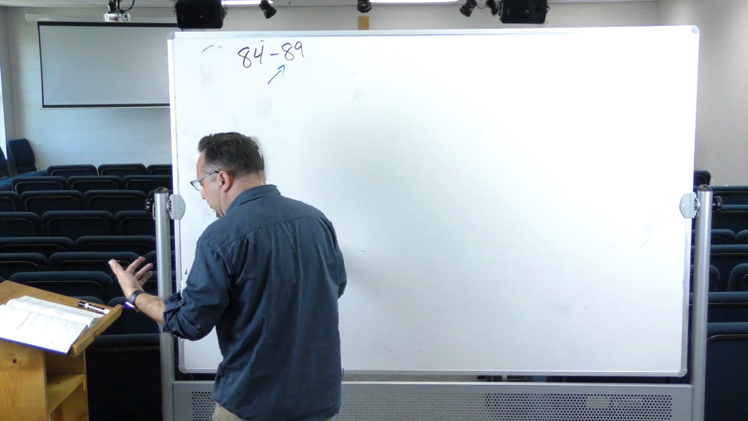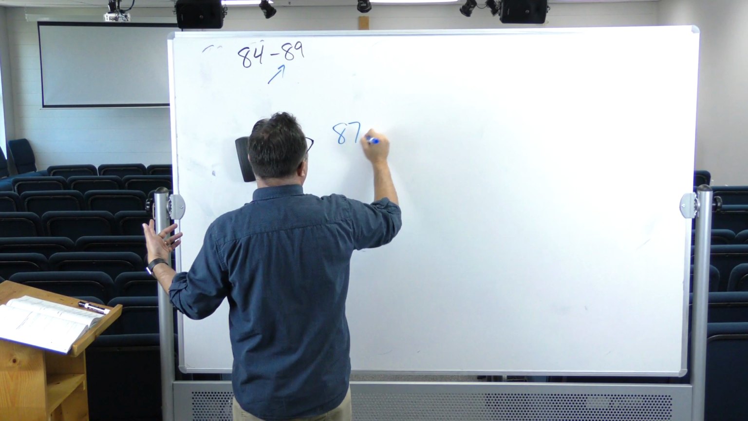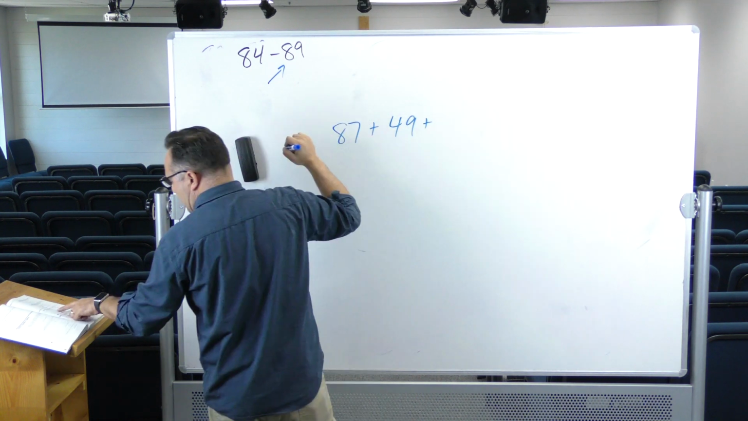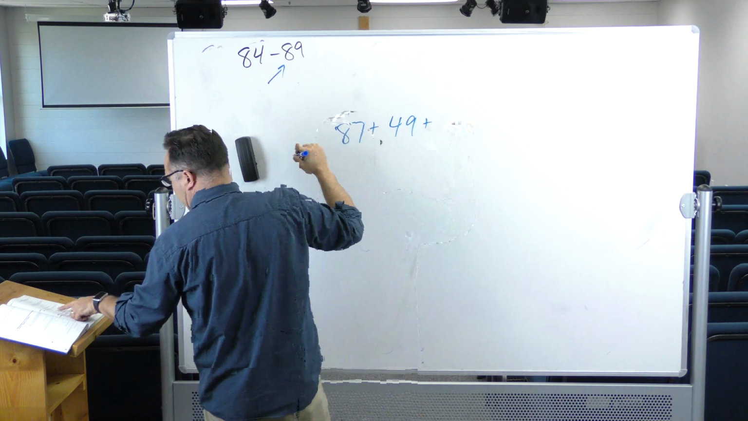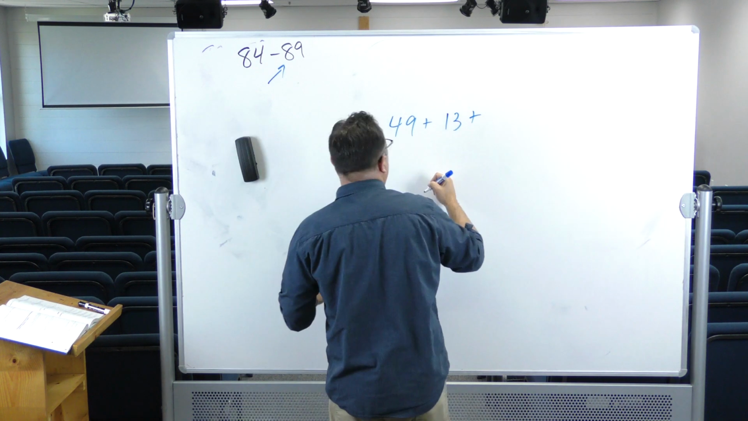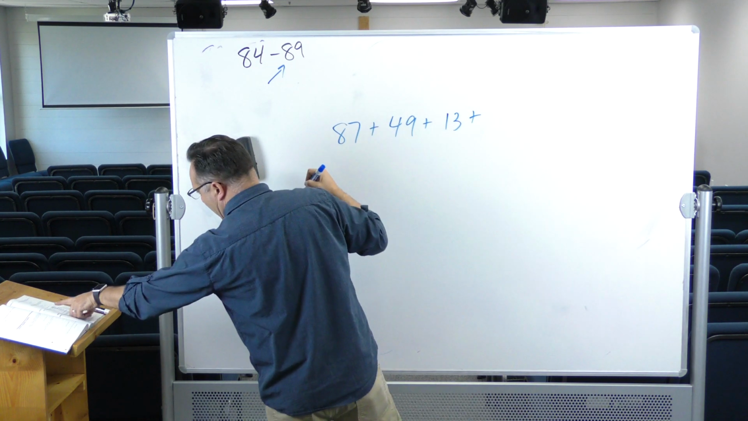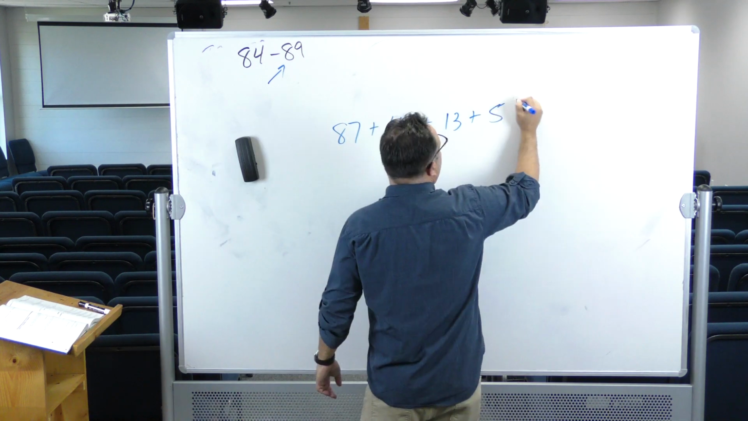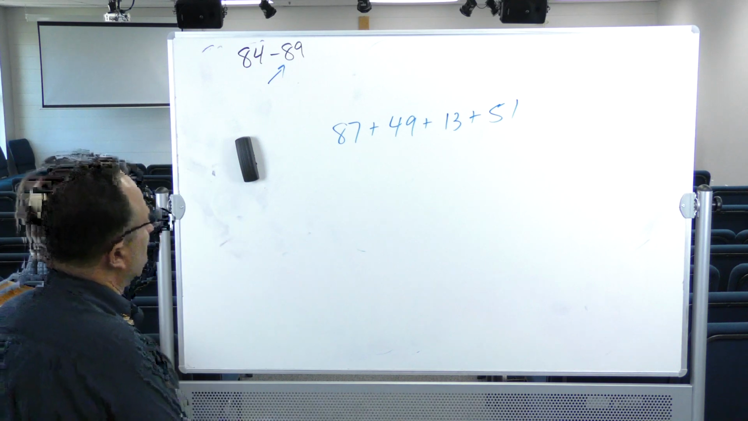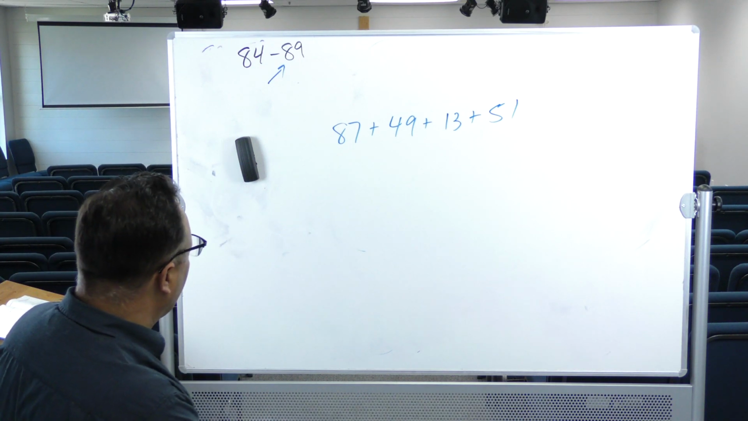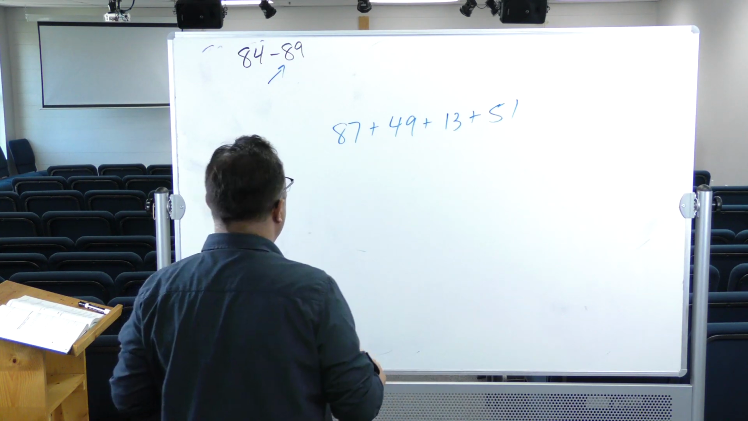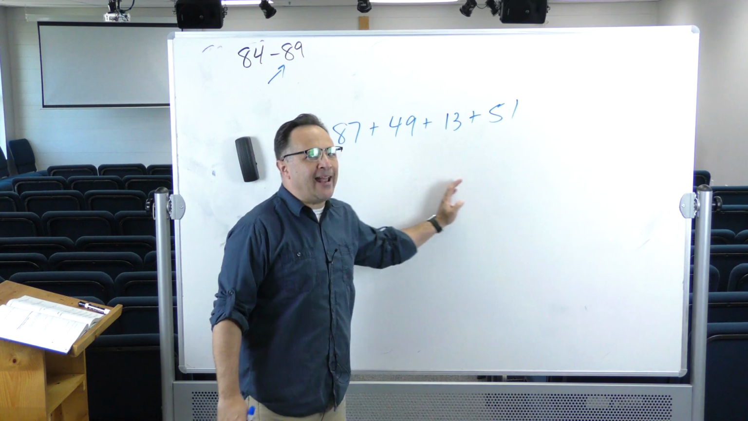I'll give you the example on 87.1. It says 87 plus 49, and you might want to start committing all these properties to memory because they come back up, and you might have to refresh your memory. Right here we're using the commutative property and the associative property of addition. I can't do 87 plus 49 plus 13 plus 51 in my head. But I know order doesn't matter in addition, so I can add these in any order.